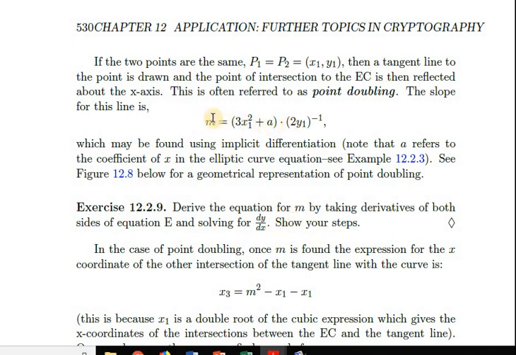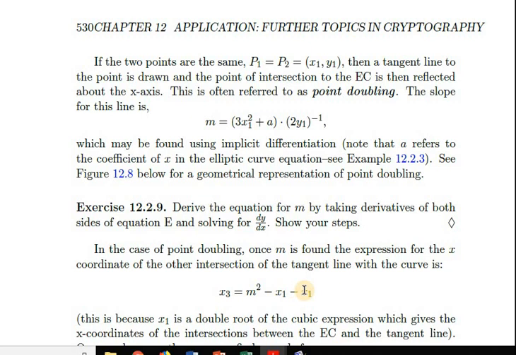So in this case, what you'll do is you'll find the slope, you'll find the point, and you use the same formula as before to find the x-coordinate of the doubled point, only in this case the 2 original x-coordinates are the same. So instead of minus x1 minus x2, we have minus x1 minus x1, which is the same as minus 2x1.